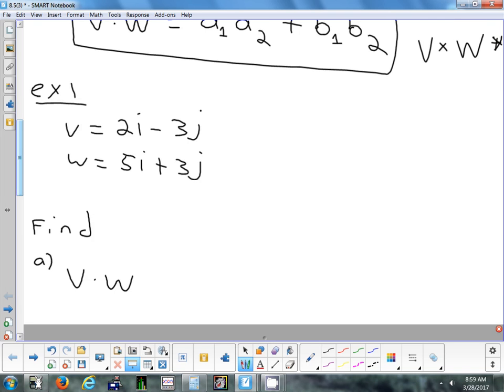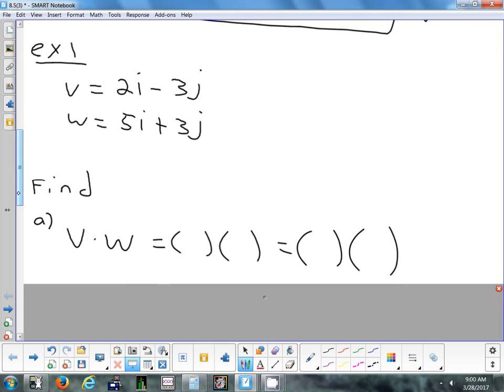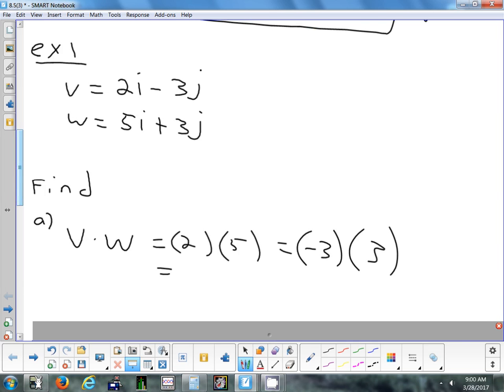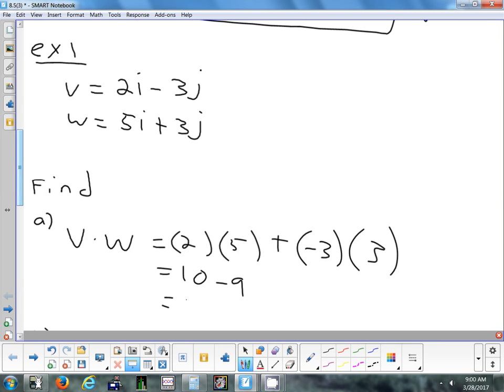Okay, so let's find V dot W. Doing it in the order I have written, what would be the first 2 things you multiply? 2 and 5. And negative 3 and 3. So 2 and 5 is going to give me 10. And minus 9. So what's the dot product? 1.